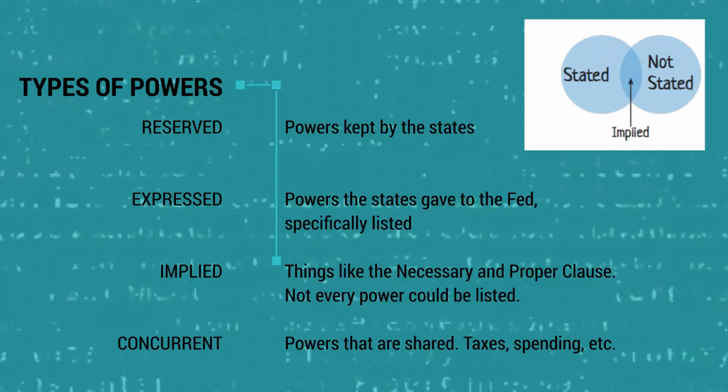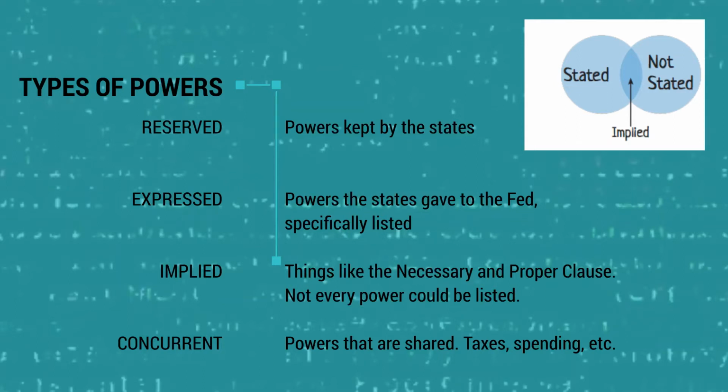So a little bit of review here, different types of powers. You have reserved powers. Those are powers that are kept by the states. Express powers. Those are powers that the states gave to the federal government. They're specifically listed there. Implied powers. Those are where you see things like the necessary and proper clause. Remember that's nicknamed the Elastic Clause. That's where the federal government, in particular Congress, they've used the Constitution to expand their power because not every power could be listed in the Constitution, and that's legit.